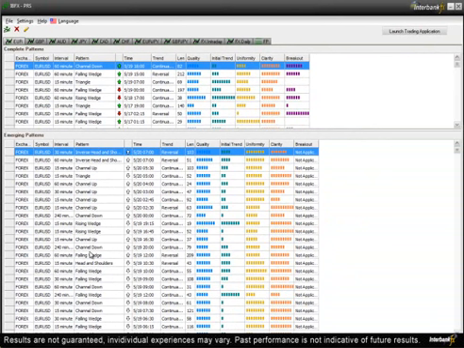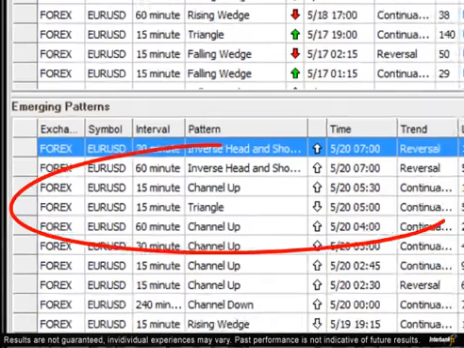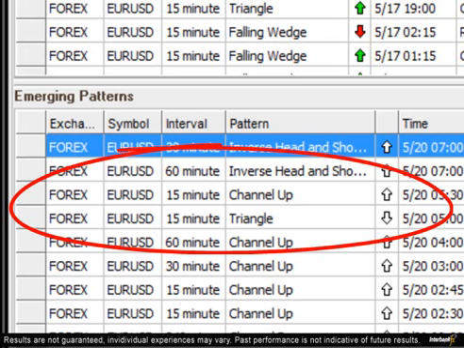So you can see here there's a complete list, but how do you choose which of these patterns to take? Because sometimes you're going to end up with multiple pattern alerts, not only in the same pair, but sometimes on the very same time frame.